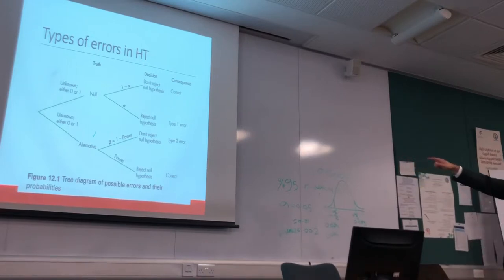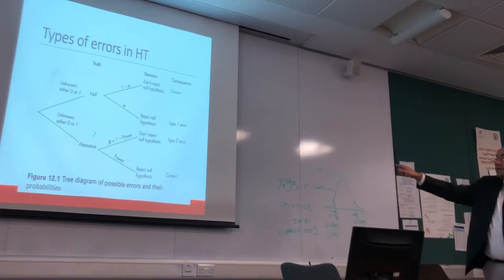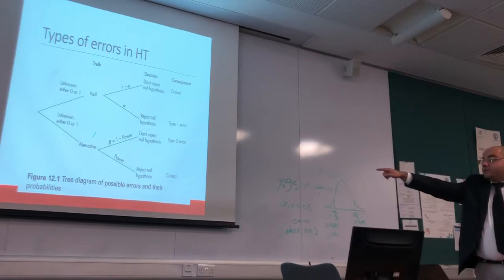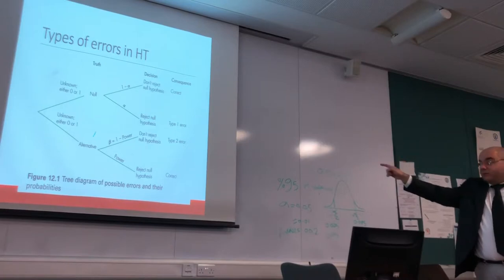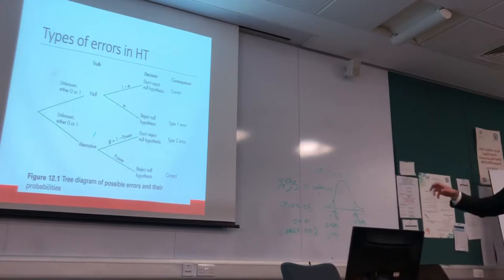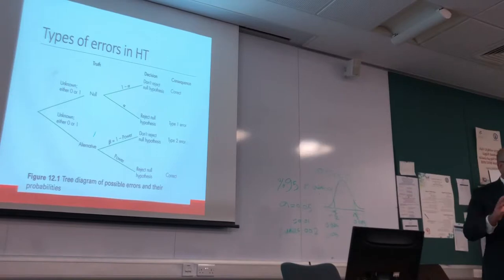Okay, 1 minus the power, we don't reject the null. It gives you a type 2 error. The power, when it is beta. Sorry, beta is 1 minus power. The power is the ability of rejecting the null. Okay, the null hypothesis, which is correct. So this is basically the diagram.